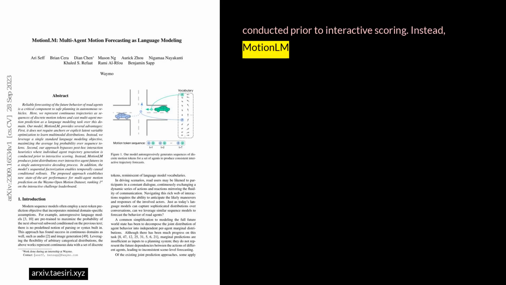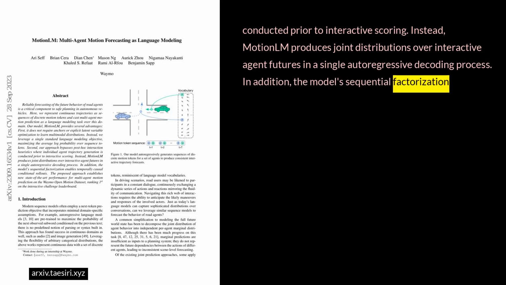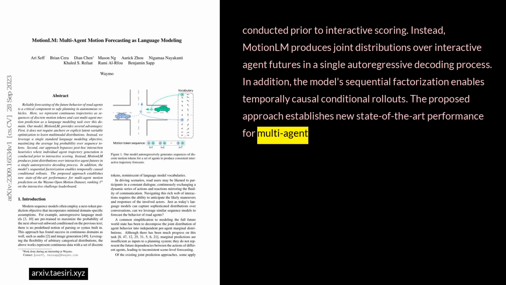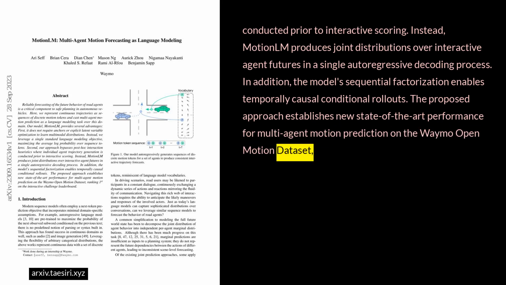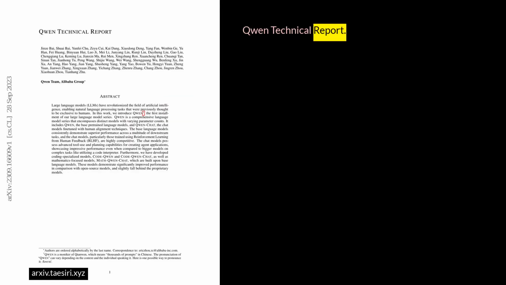Instead, MotionLM produces joint distributions over interactive agent futures in a single auto-regressive decoding process. In addition, the model's sequential factorization enables temporally causal conditional rollouts. The proposed approach establishes new state-of-the-art performance for multi-agent motion prediction on the Waymo Open Motion dataset, ranking first on the Interactive Challenge leaderboard.